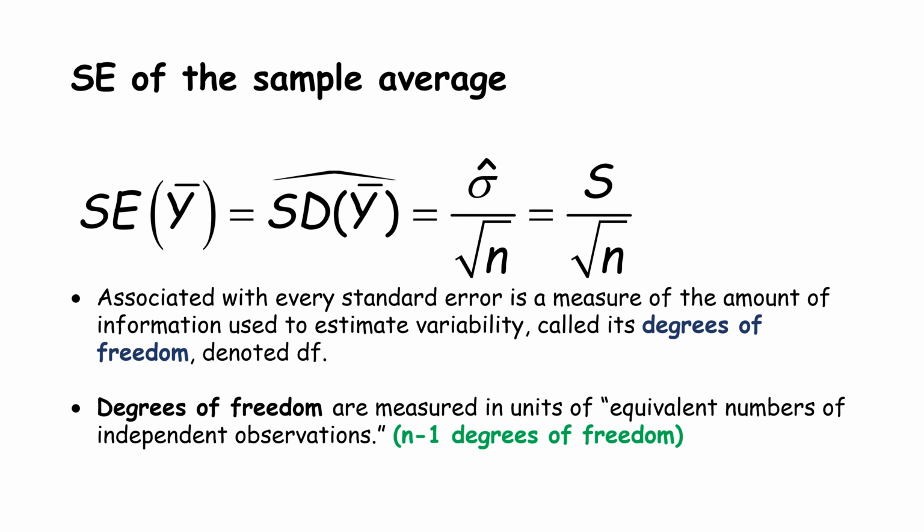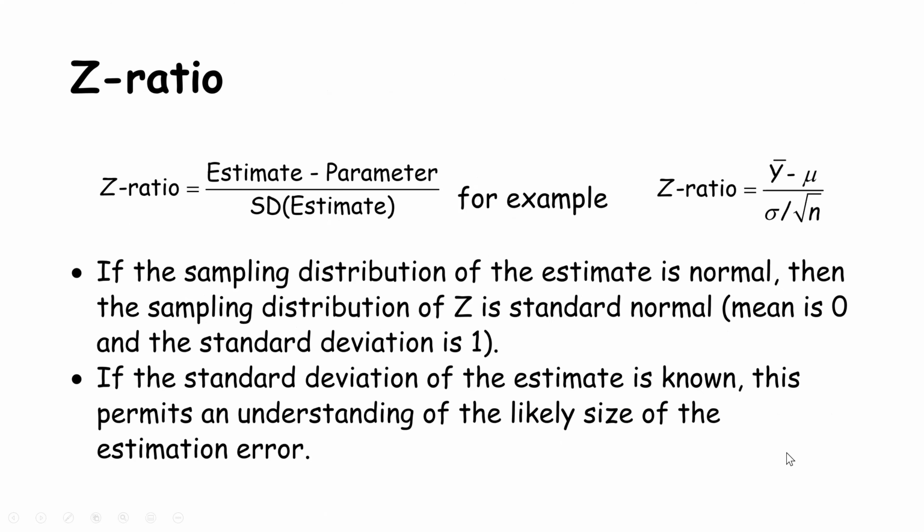We are going to estimate many parameters. Here we are estimating mu, and I get the sample estimate, which is y bar. Y bar has a sampling distribution that has the standard deviation sigma over the square root of n, and we estimated it with S divided by the square root of n. The degrees of freedom are measured in units of equivalent numbers of independent observations. N minus 1 degrees of freedom is where we divide S in the case of y bar.